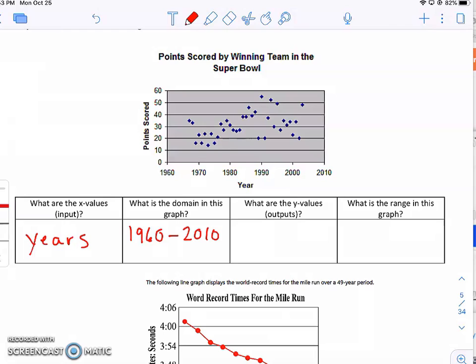What are the y values? Well, those are our points scored. And what is the range? Well, what's our minimum? Maybe 11 to our maximum. Maybe that's 57 points.